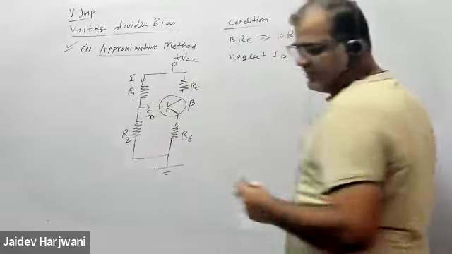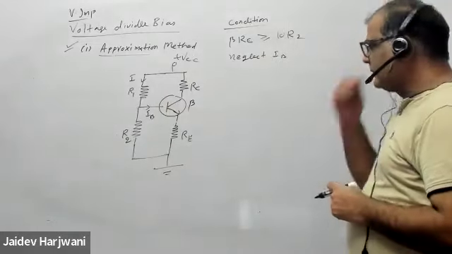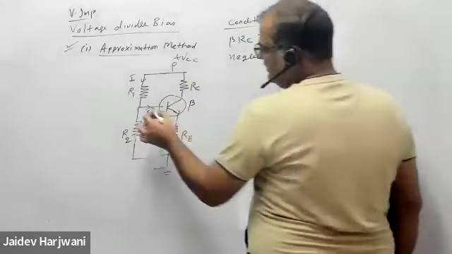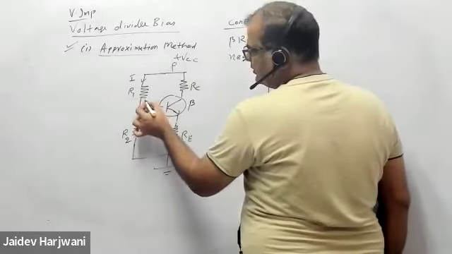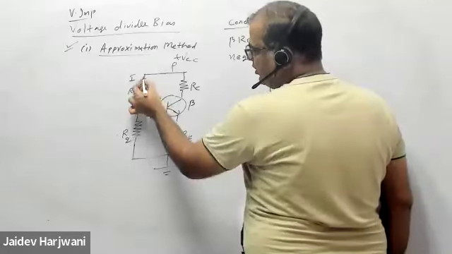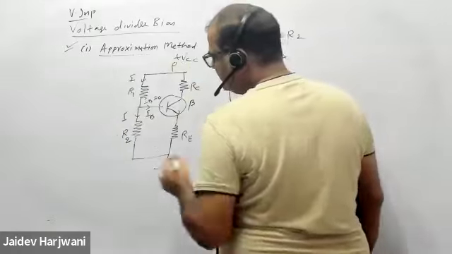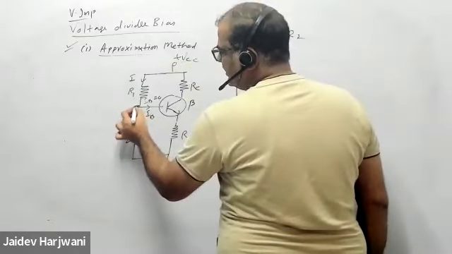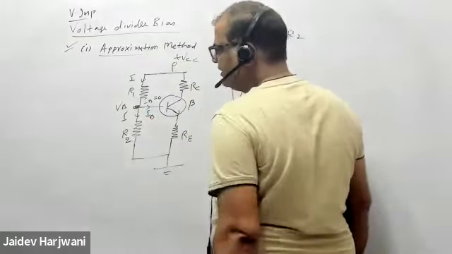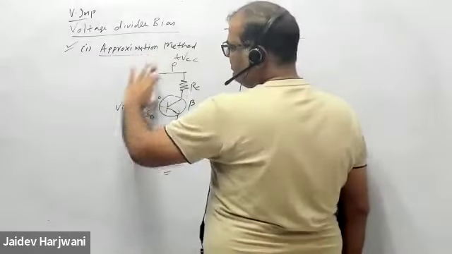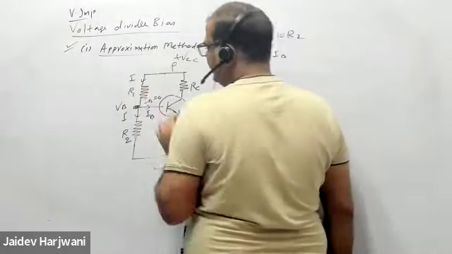So now, if IB is not flowing, then what can we do? I can say now if IB is 0, all the current is coming here. Here no current is going. Now the things become very simple. This point, now I know what is VB. Now how can I find the VB? VB I can directly find by voltage division.